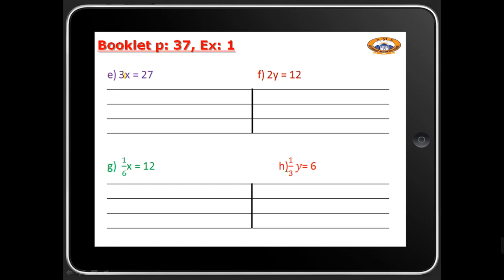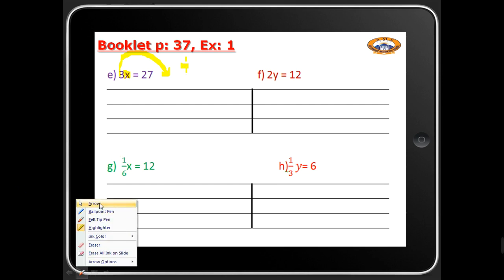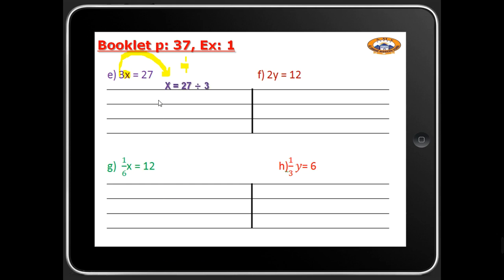I want my friend x here to become alone, so I will move the number 3, yeah, move it to the other side. But when 3 is moving, it's multiply, so we're going to change the multiply, excellent, to become divide. So the answer here, step by step, we're going to write x is alone and the x here is equal, yes, excellent all of you, 27 divided by 3. So my x equal, the answer of 27 divided by 3, very good all of you, x equal 9.